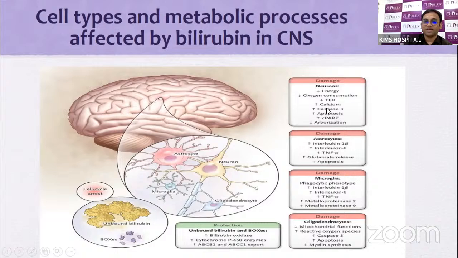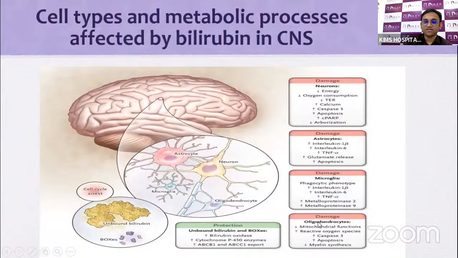There's more calcium, more caspases that can lead to apoptosis, and it can also affect the arborization of the dendrites and the axons. In the astrocytes, there will be more pro-inflammatory cytokines, and the damage can lead to more glutamate release, which further activates the neurons and can lead to excitotoxic damage, and the pro-inflammatory cytokines can also lead to apoptosis. In the microglia also, there will be more pro-inflammatory cytokines, which lead to more metalloproteinase 9, which leads to more phagocytic activity.